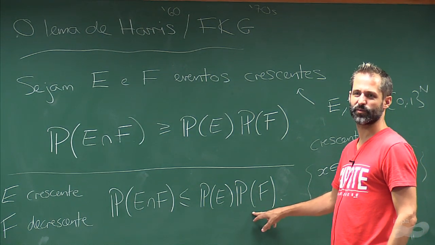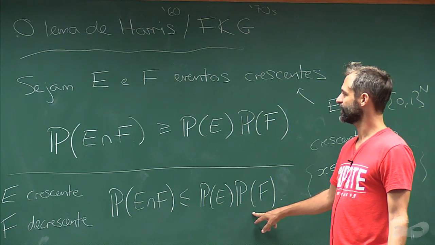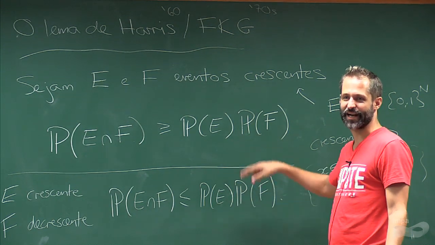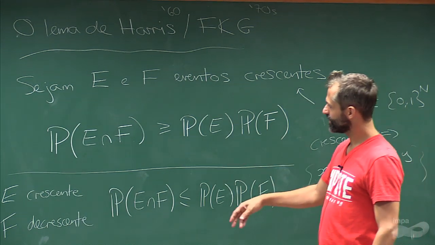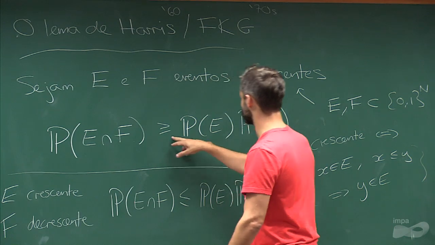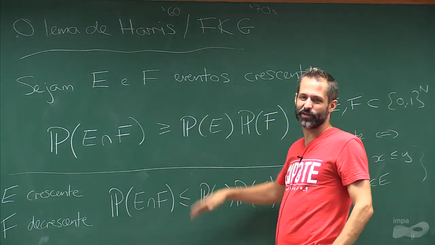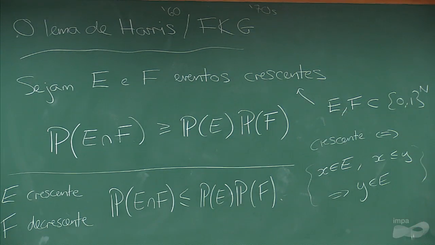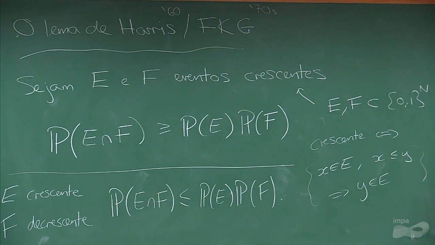To get this, what should you do? Just apply this to the complement of one of them. What you'll see is the probability of E and F complement is the probability of E times 1 minus F. If you just play around with it, you'll see it gives exactly this. It's not difficult. The proof of this is merely an exercise.